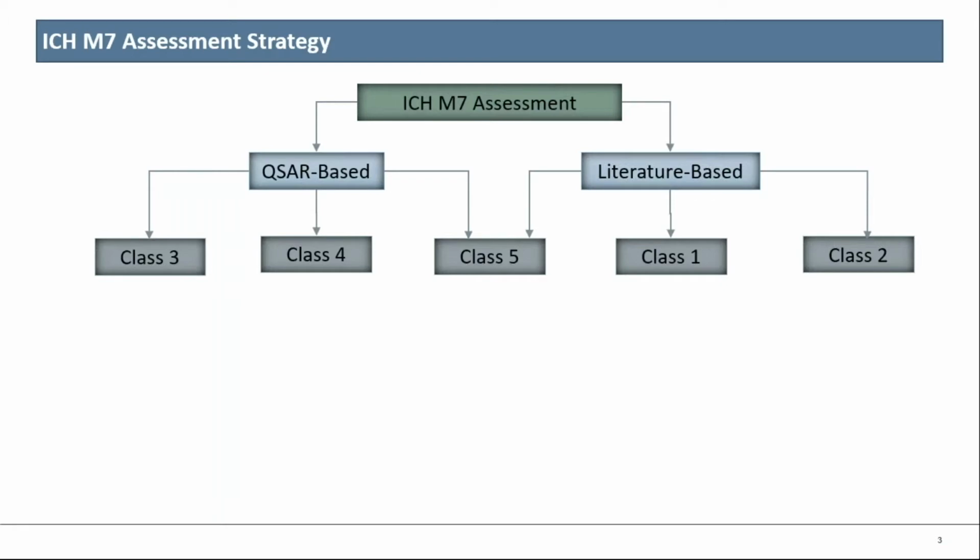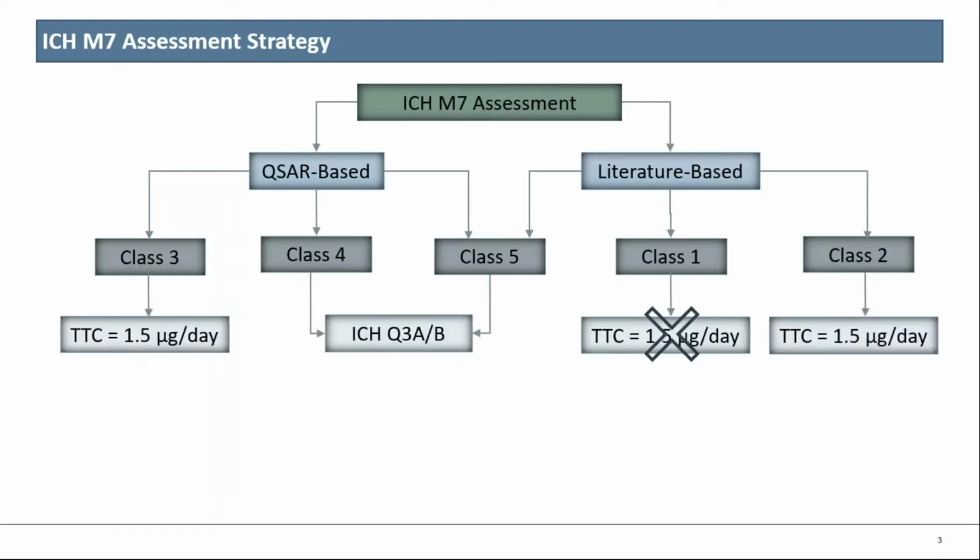Now, the next question is, at what level do we need to control these impurities? For impurities which are not mutagenic, that's class 4 and class 5, the limits are guided by ICH Q3A and Q3B guidelines. And for class 3 and class 2, the default approach is to control the concentration of the impurity in the API or the drug product at a concentration that's equivalent to a daily exposure of 1.5 microgram per day.